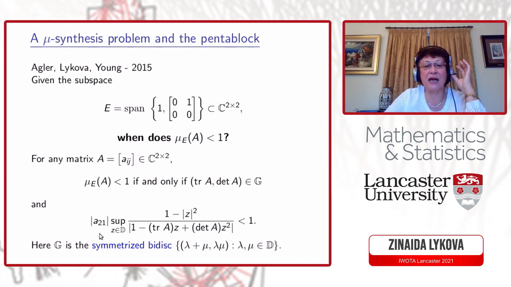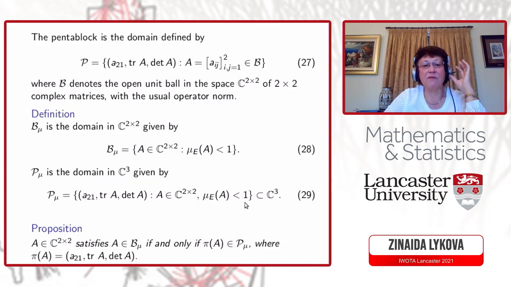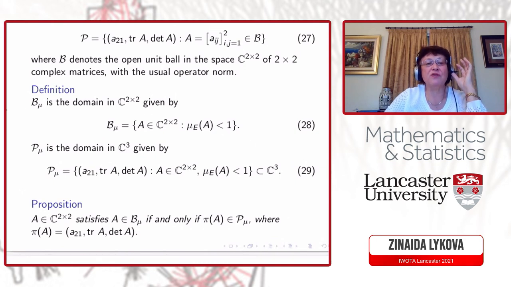But we have an extra condition. We have A2 1 for the matrix, and this supremum has to be strictly less than one. And we can prove a formula. So if you define B sub mu as the domain which has mu synthesis, so mu sub E of A is strictly less than one, and we define the domain in C3 such that we take the triple A to one, trace and determinant for each matrix, and with this condition, then it's easy to show that A belongs to B sub mu only if P sub A belongs to P sub mu.